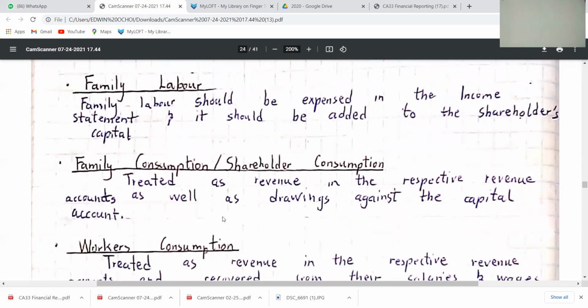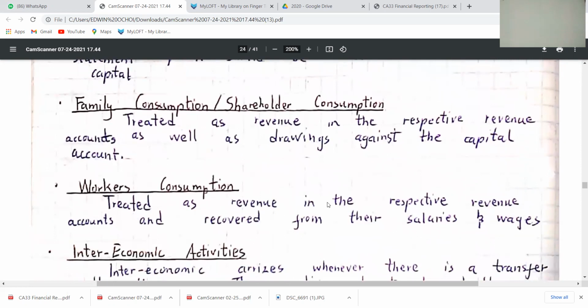Then we have family consumption or shareholders' consumption. Let's say you are doing poultry farming and the family has consumed some chickens. What are you supposed to do in this scenario? After measuring the value of that chicken, you treat the relevant amount as revenue, as if you sold. But after you have done that, you treat that amount again as drawings, so as to cancel out the amount you had already recognized as revenue, because there's no revenue you gained, it's the family which consumed. So it is treated as revenue in the respective revenue account, as well as drawings against the capital account.